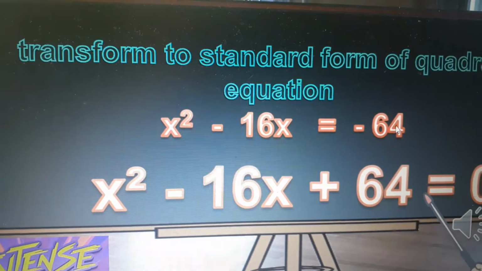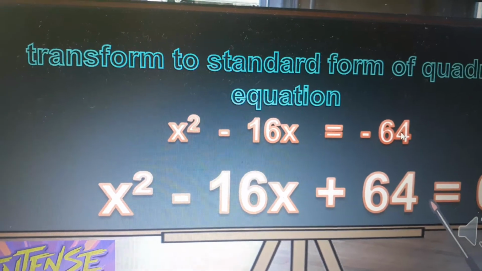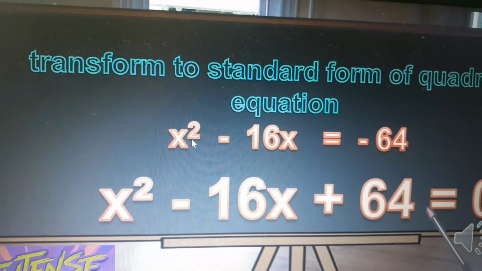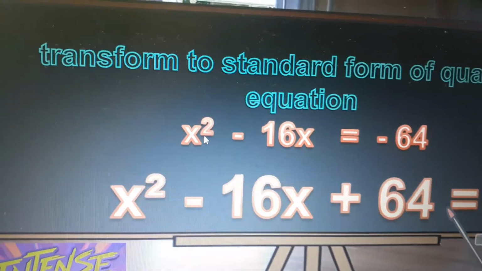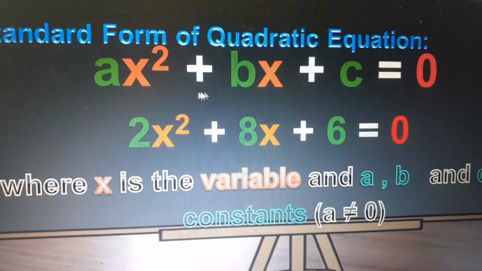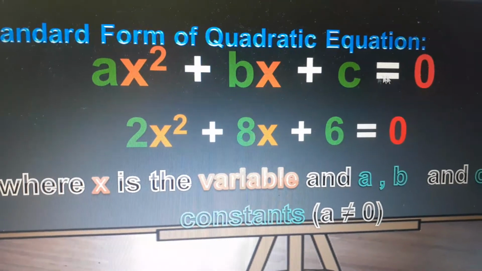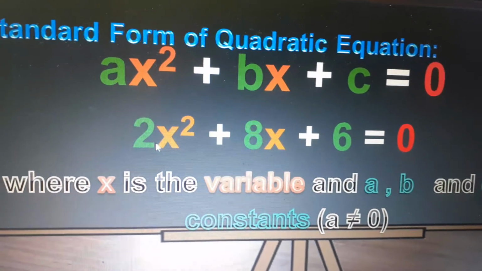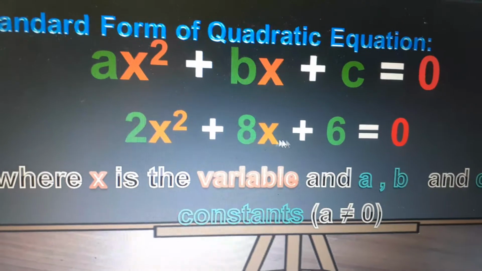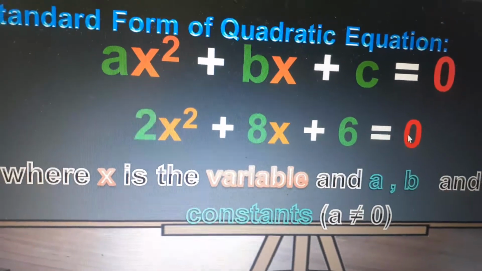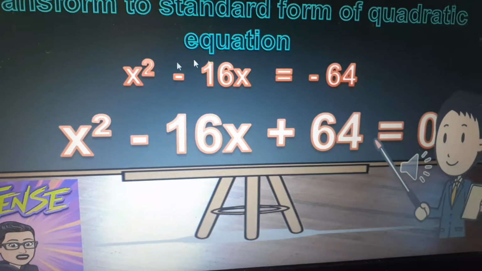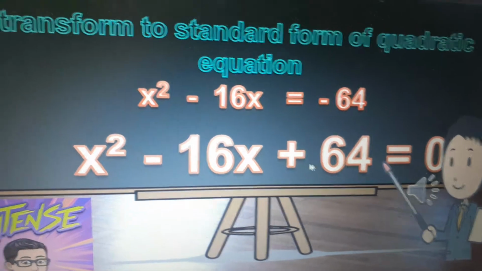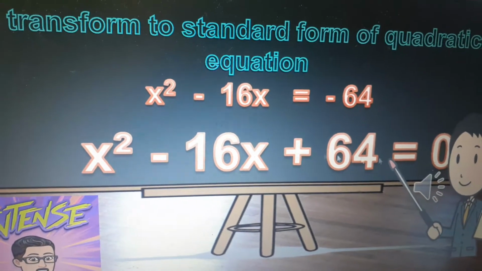equals negative 64. Ang gagawin natin is to transform this equation into standard form. Tandaan, ang ating standard form ay nasa ganitong form, ax squared plus bx plus c equals 0. Dapat naka-0 tayo dito sa right side. Kaya dapat ganito ang magiging form, 2x squared plus 8x plus 6 equals 0. Balikan natin yung problem. So we have now x squared minus 16x plus 64 equals 0. Ito na po yung kanyang standard form.